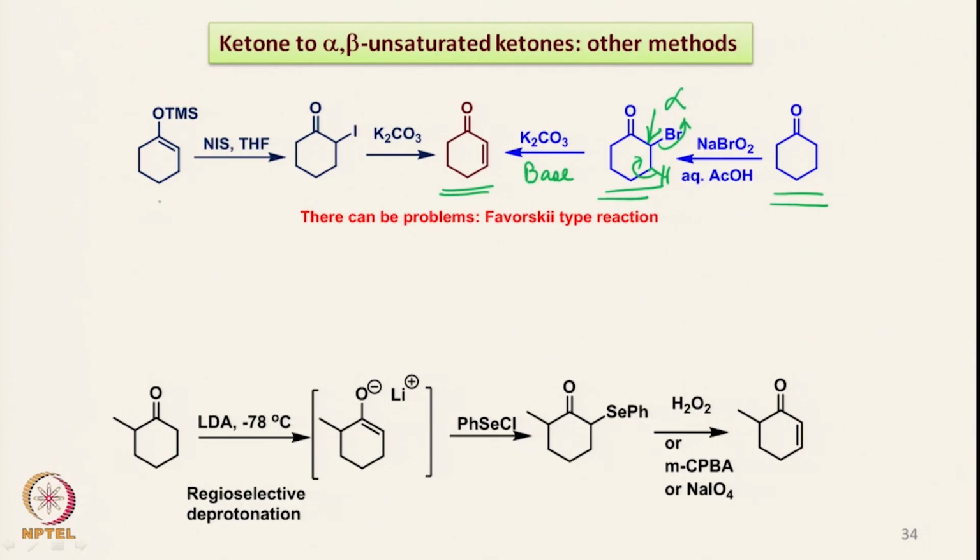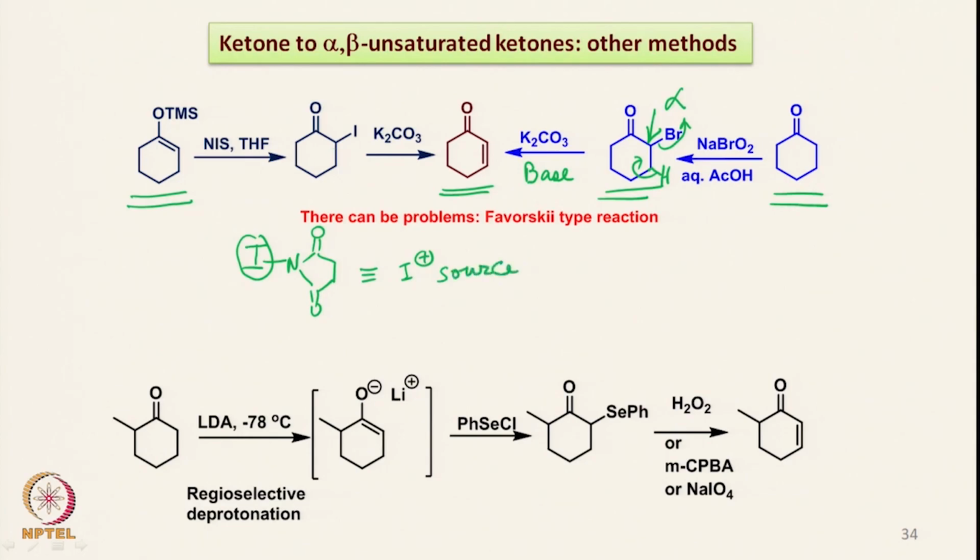Of course, in a similar fashion you can take the enol silyl ether, which is what we took in the Saegusa-Ito reaction, and treat it with N-iodosuccinimide. N-iodosuccinimide is like N-bromosuccinimide, it is a source of I plus.